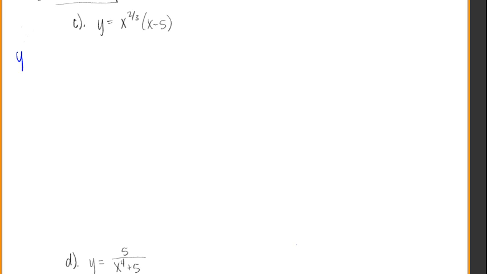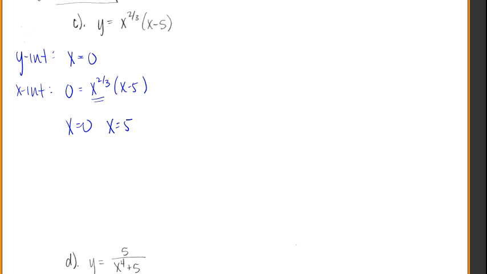So our y-intercept will be when x is 0. Obviously, when I plug in x to be 0, 0 to the 2/3 times anything is going to be 0. Now to find my x-intercept, we're going to go y is equal to x to the 2/3 times x minus 5. Whenever we do our y-intercept or x-intercept, put 0 right there. This first factor is going to give us an x-intercept of 0, and the second one of 5.